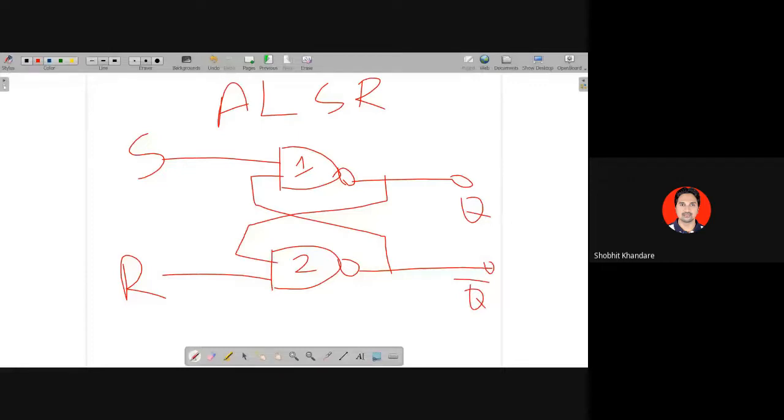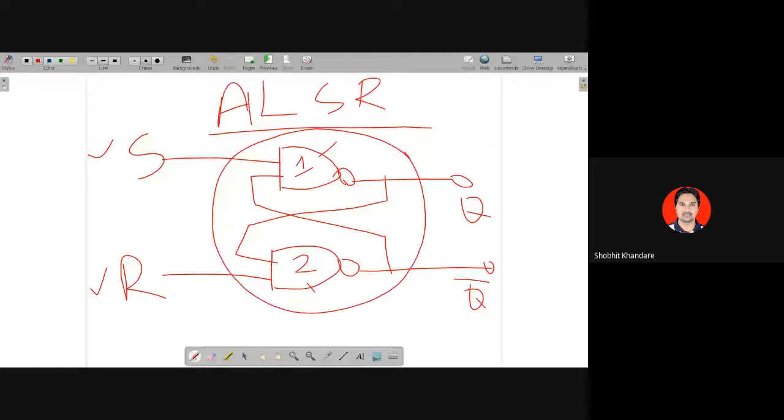Okay. So S यहाँ पे है, R यहाँ पे है. This is NAND 1, NAND 2 and these are crisscross coupled. Q is here and Q bar is here. This is active low SR latch. और इसका जो डिजाइन के हिसाब से जो ट्रूथ टेबल रहेगा, that is slightly different from the previous truth table. और वो difference क्या है? That thing we will see in the next lecture.